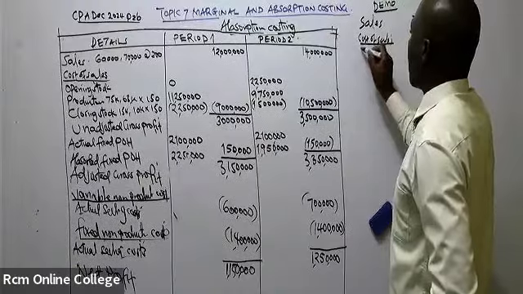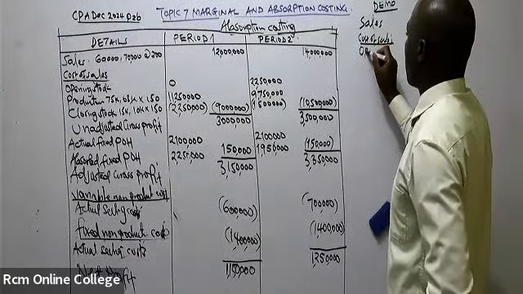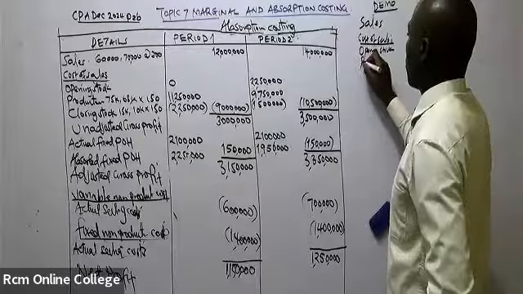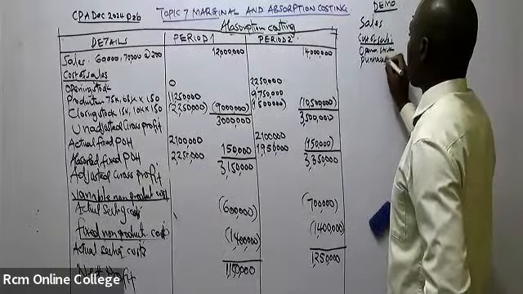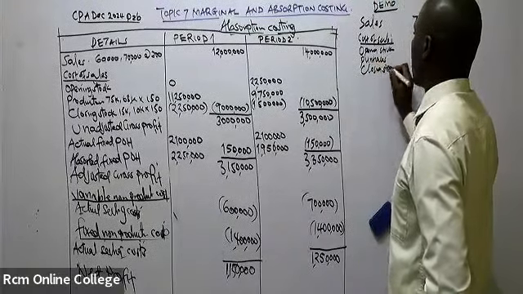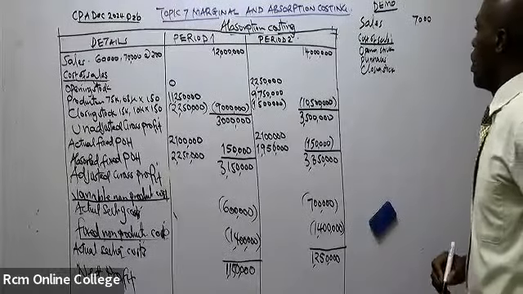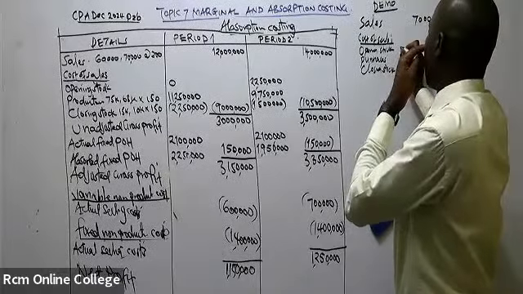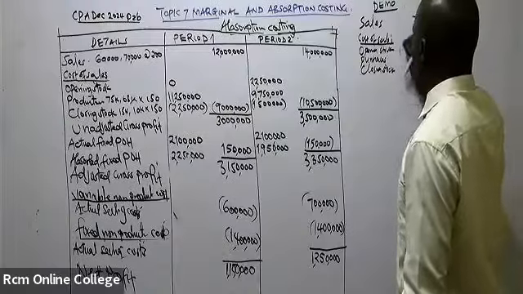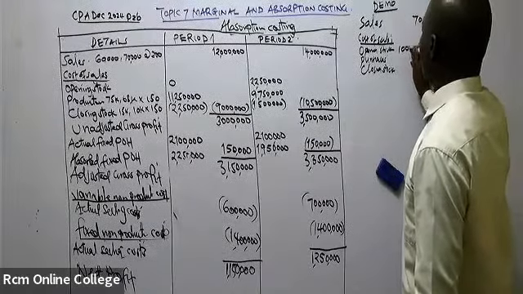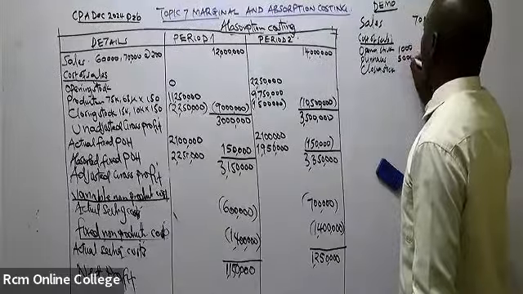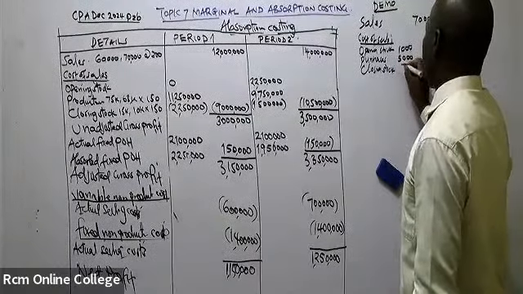So under cost of sales, I'll have opening stock. Then we can even bring purchases. Forget about production. Purchases. Then less closing stock. Right? Now, our opening stock, let's talk about 1,000. Our purchases, let's talk about 5,000. Our closing stock, let's talk about 700.